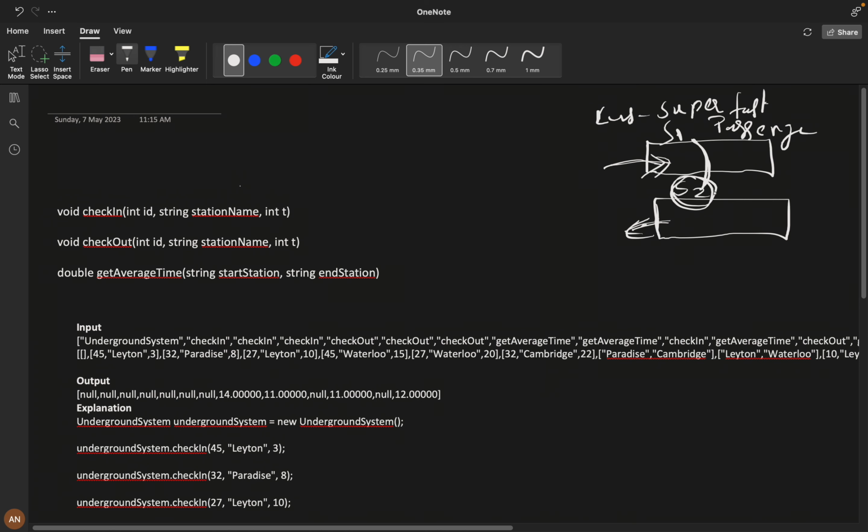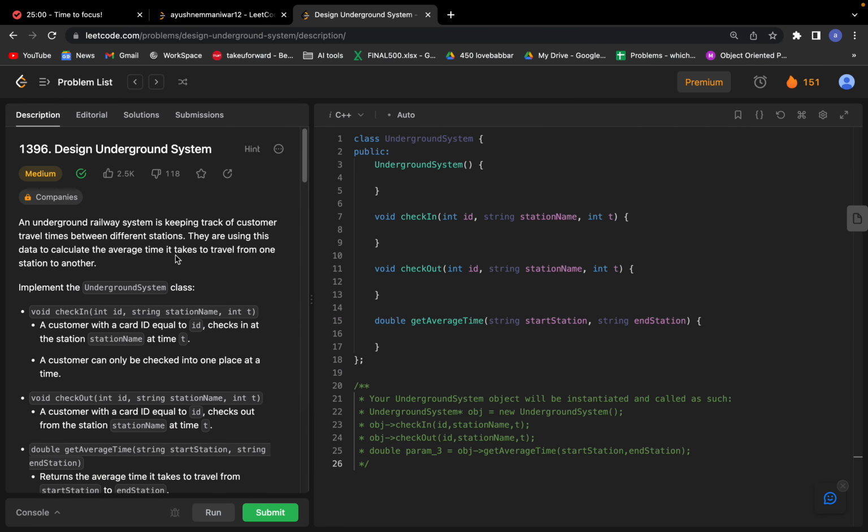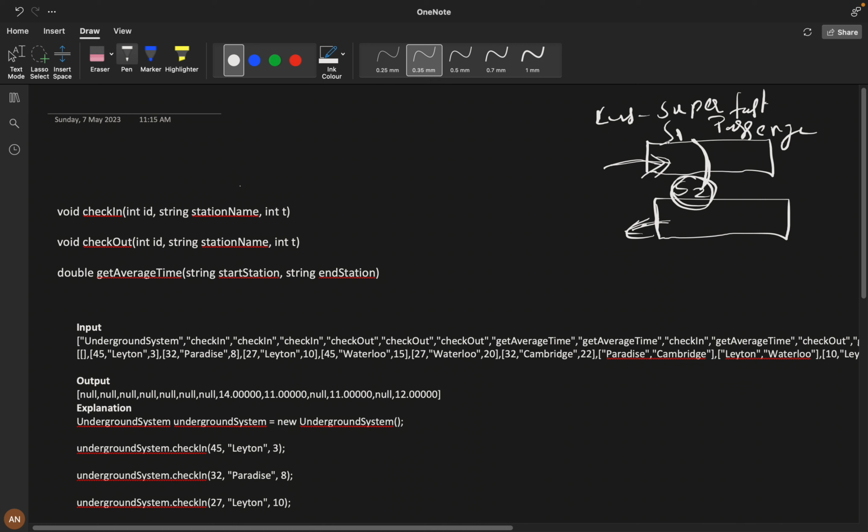So what the question is asking is the average time it takes to travel from one station to another station. There will be different IDs between the different stations, and we need to find the average time taken, whether you travel in a super fast, passenger or fast train. So let's understand with a small example.